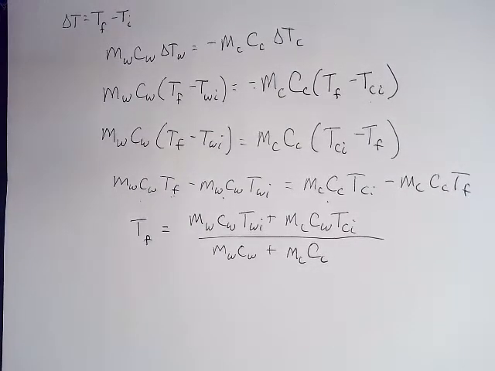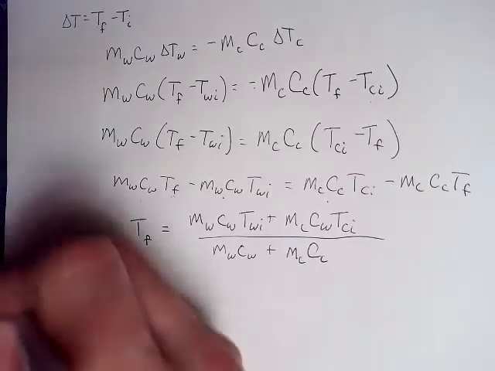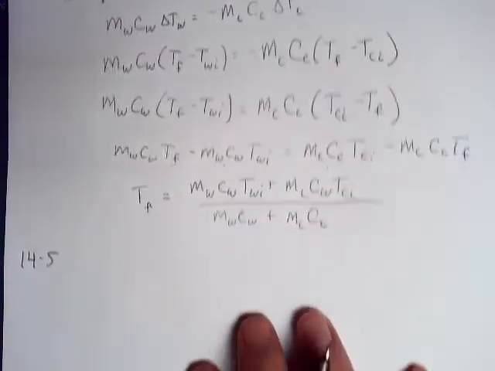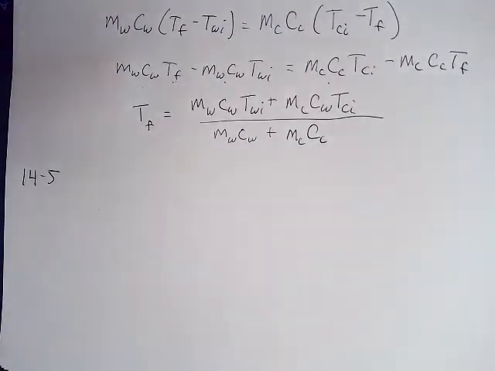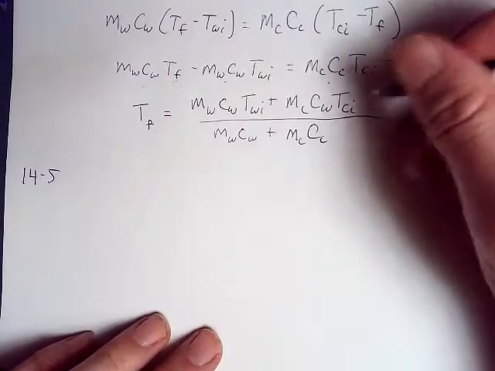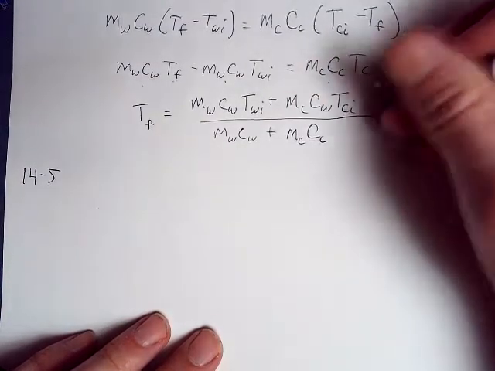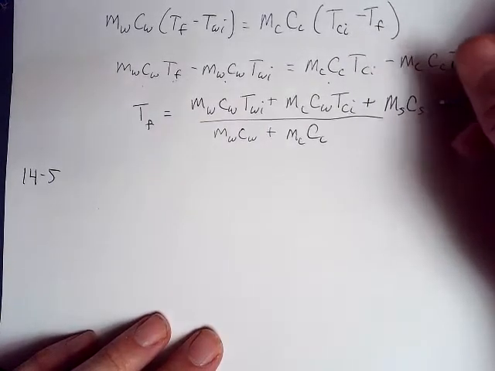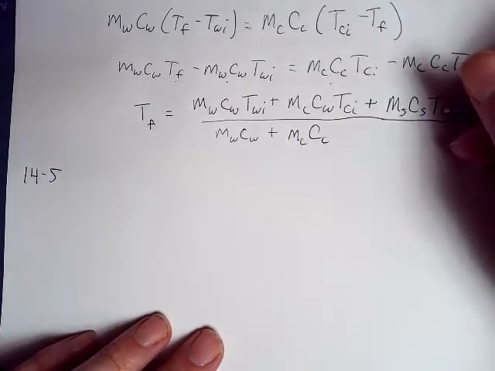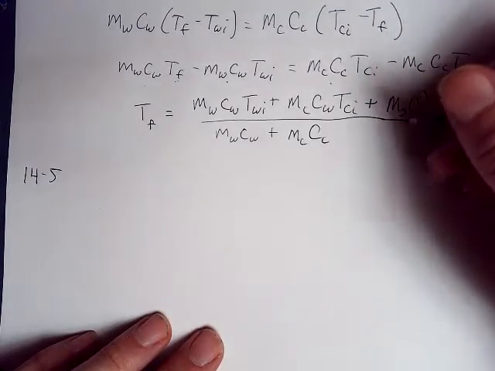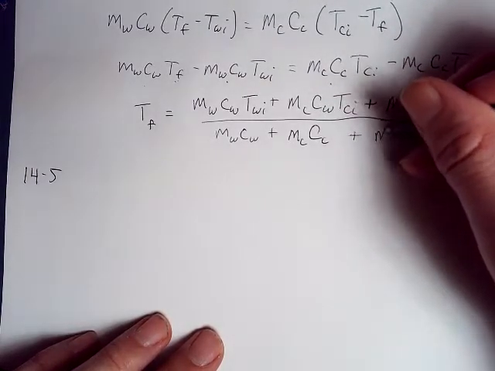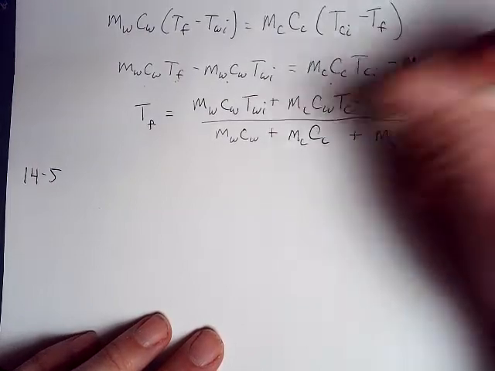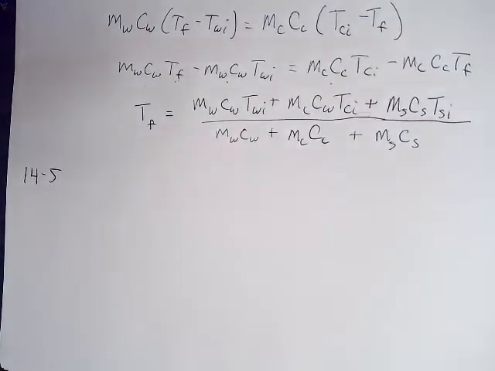But you might have a third. So I'll go to example 14.5 real quick, where we have an unknown metal. This is the unknown metal. Let me go back to this one. So if I had a third one, right? Let's say I had a spoon in the cup as well. It would just be, let's say it's a steel spoon, so I would have another term on the top and the bottom for steel, and then another term on the bottom here for steel. So you could just keep adding however many items you need there.